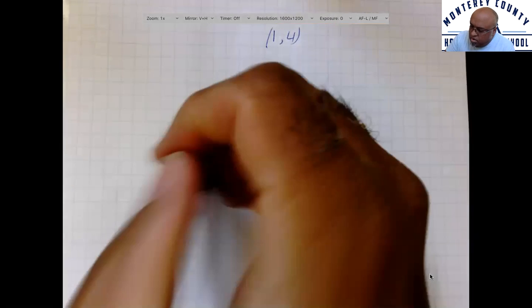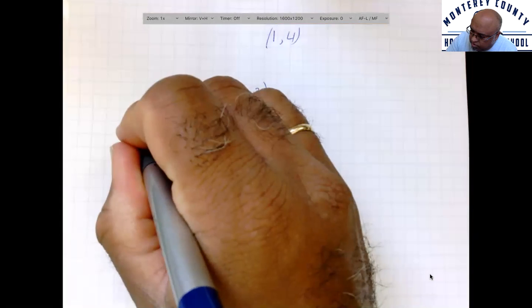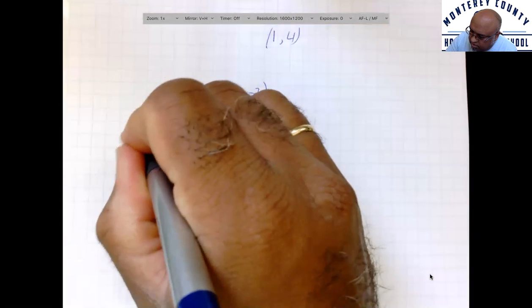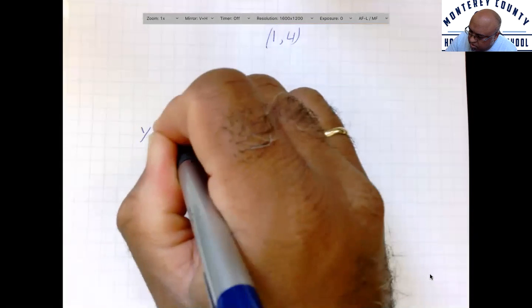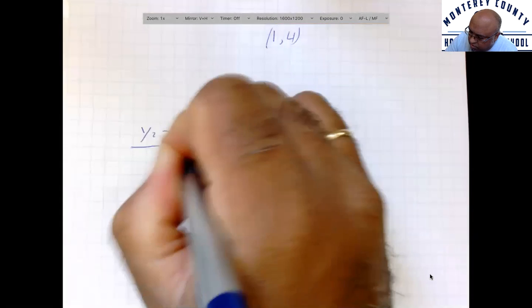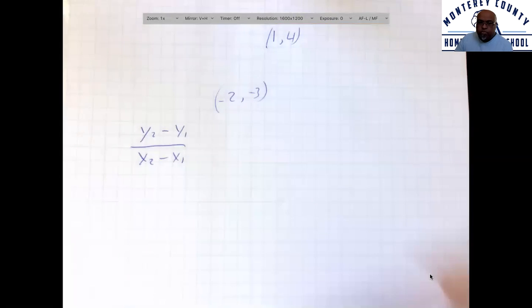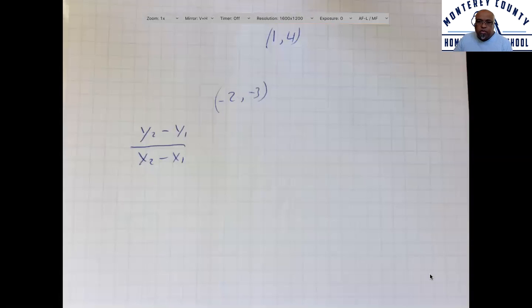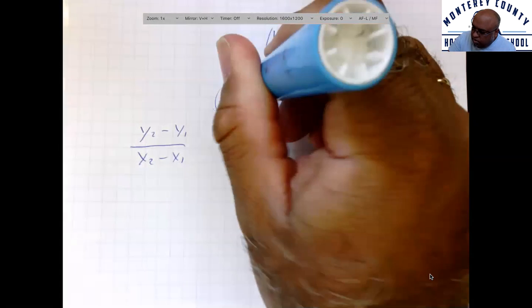Well, I can find the slope using the slope formula, which, if you remember, yes, Aaliyah, you remember it, y2 minus y1 over x2 minus x1. Okay, so there's my slope formula. So let's go ahead and fill them out. Here's my y values.